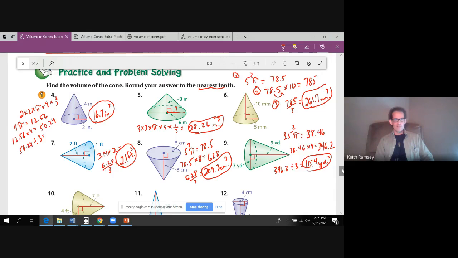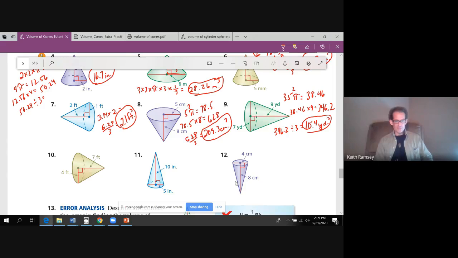Okay, let's take a look at 10, 11, and 12. And again, I'm going to write the formula over here. It's pi r squared times the height times 1/3, or divided by 3. Okay, take a couple minutes. Make sure you've got a calculator, some scratch paper, and try to figure out 10, 11, and 12. If you have any questions, just let me know.